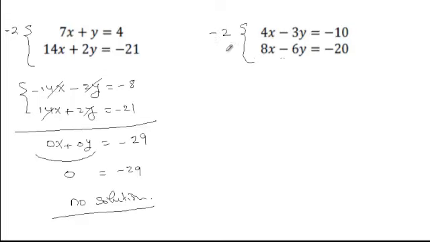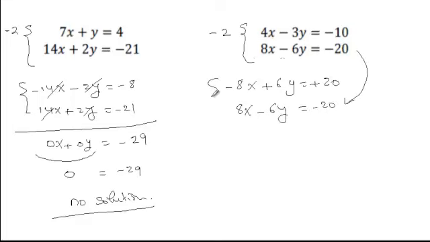So let's see what would happen. Minus 2 times 4 is minus 8x. Minus 2 times minus 3, you get plus 6y. Minus 2 times minus 10, you get plus 20. And here we have 8x minus 6y equals minus 20. The second equation I'm writing here. And this one, by multiplying by minus 2, you get this.